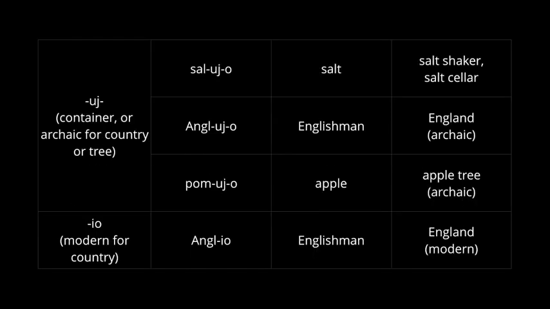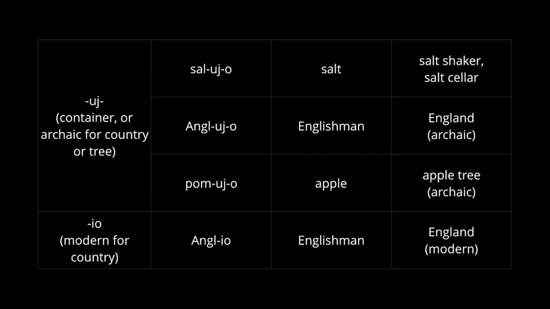Uj, as a suffix, today is primarily used only for a container. Now this is a container that can hold more than one of a thing, unlike the suffix ing, which we saw for scabbard. So a salt shaker or a salt cellar would be a salujo. But when first created, Esperanto used this suffix also, rather racistly perhaps, as a container for people, so a country. The word for an Englishman was an Anglo, so Angluj o was England. That's an archaic term nowadays, and as we see below, there's a better suffix used nowadays.